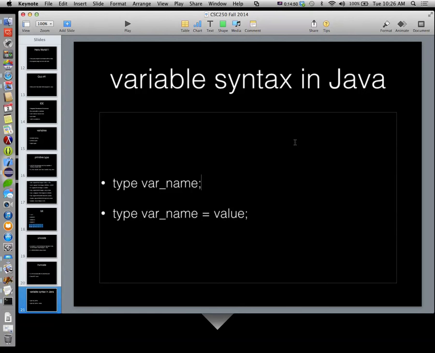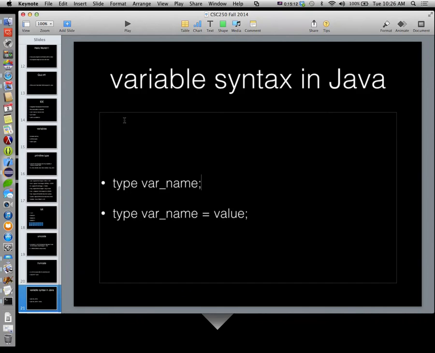A couple people were coming to me with some of their programs not working. Java is case sensitive. So system.out.println with a lowercase s does not exist. System.out.println with an uppercase S does. All right, so Java is very picky about case.